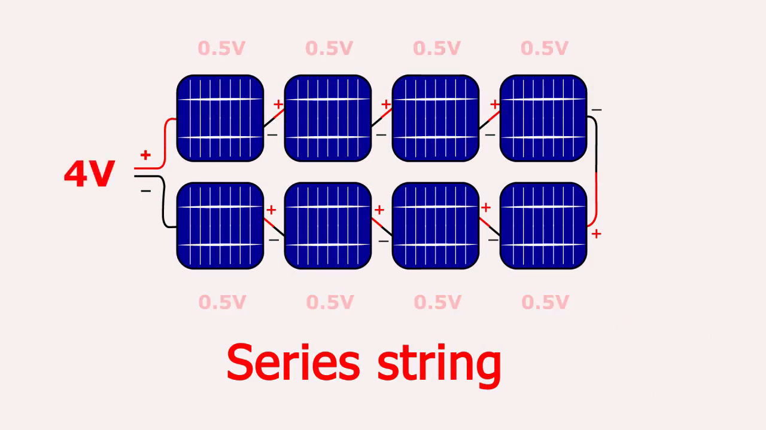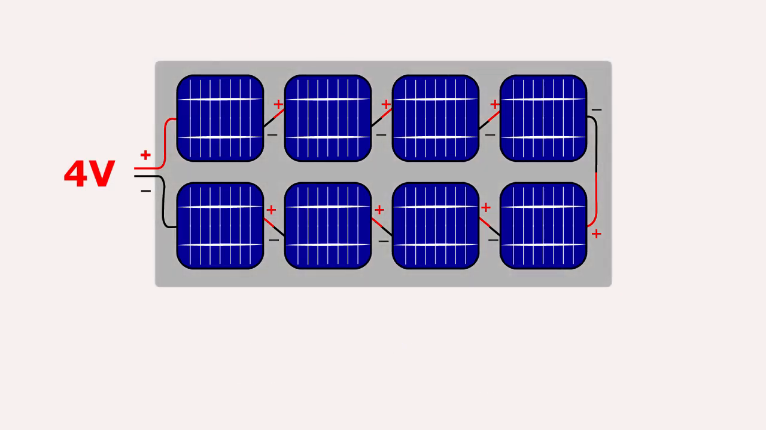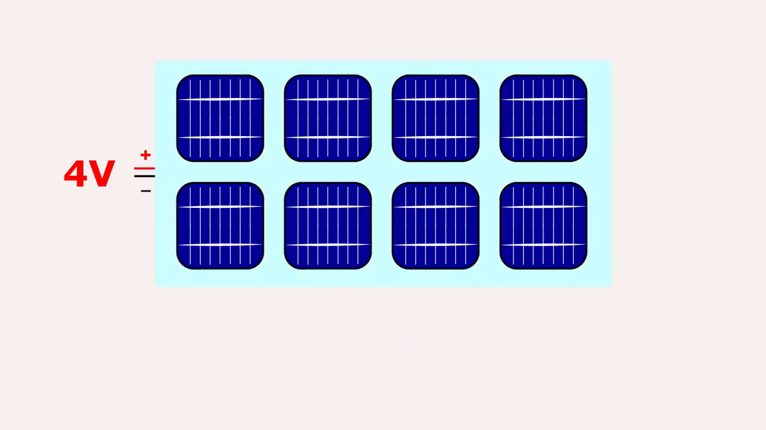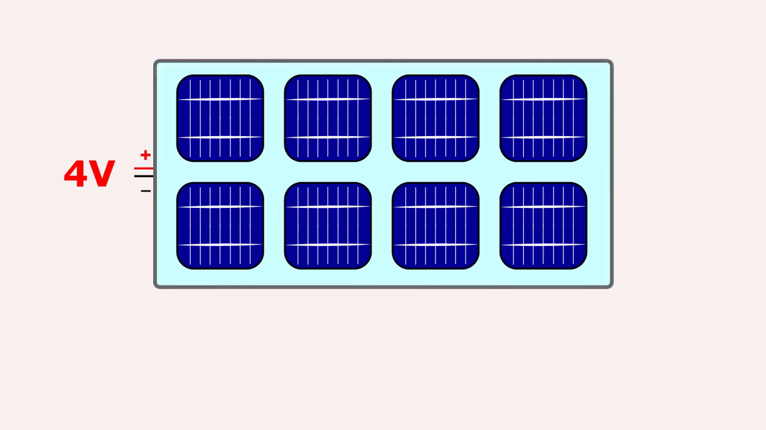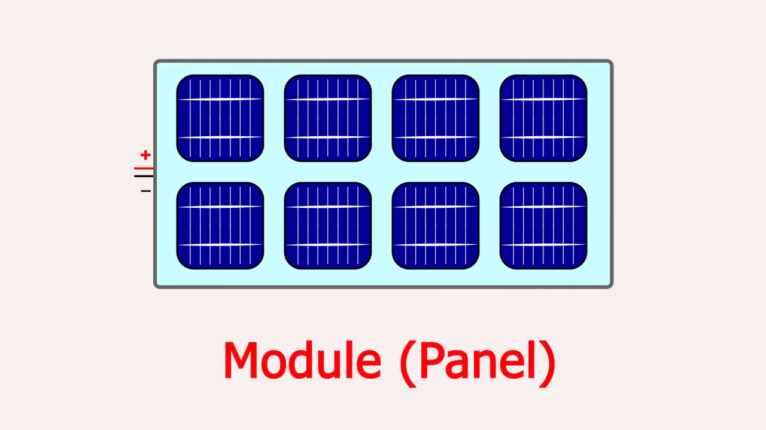The series string is laminated to backing material, sealed in a weatherproof plastic coating, and then a cover glass is placed on top, often with an aluminum frame around the edges. This assembly is called the photovoltaic module. It's also referred to as a solar panel.